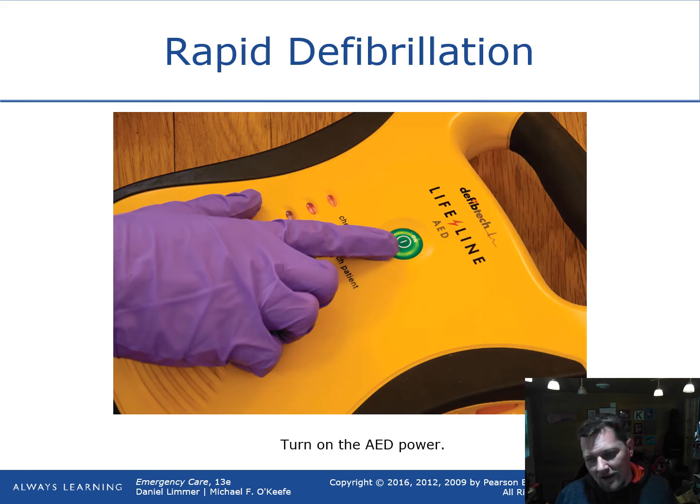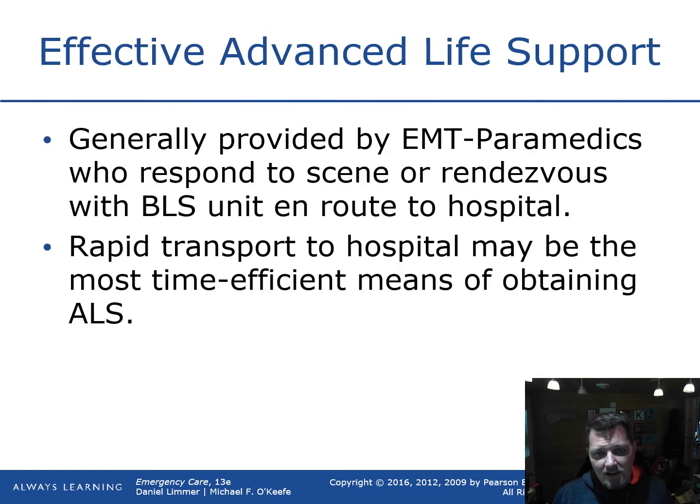I'm not going to go detail by detail. I'm just going to go through the slides. So this is how you use the AED. Effective advanced life support is generally provided by the EMT paramedic who responds to the scene or rendezvous with a BLS unit en route. Rapid transport to the hospital may be the most time-efficient means of obtaining ALS. So even as a BLS unit, I would stay on scene until you got an ALS unit there.